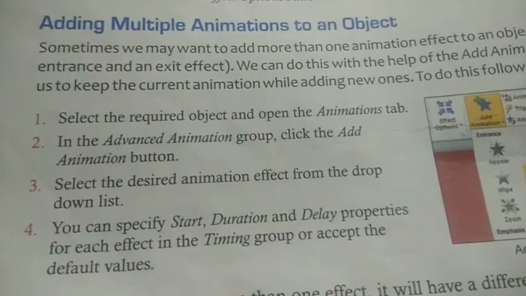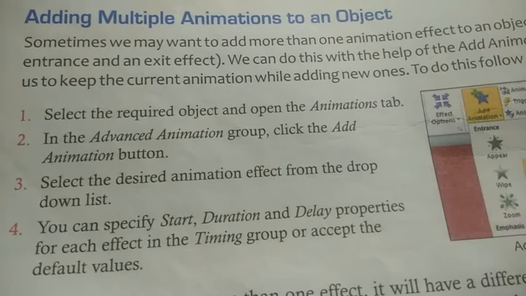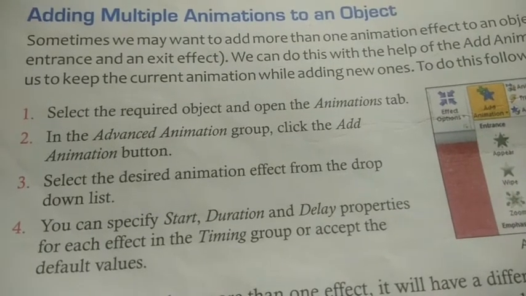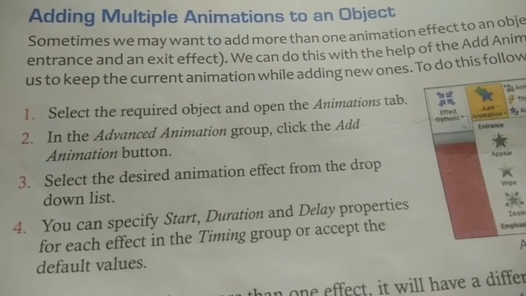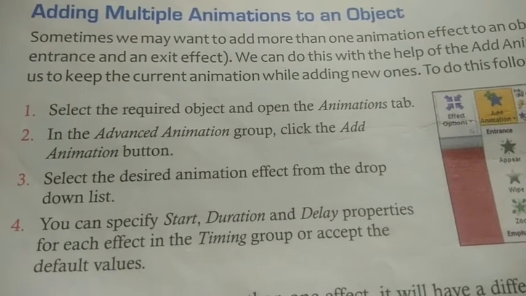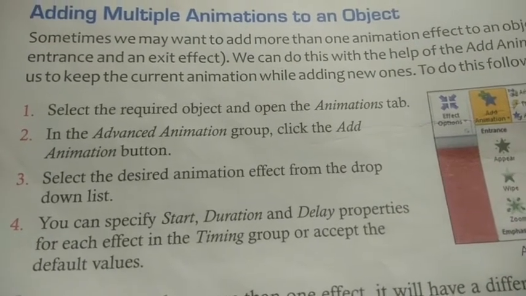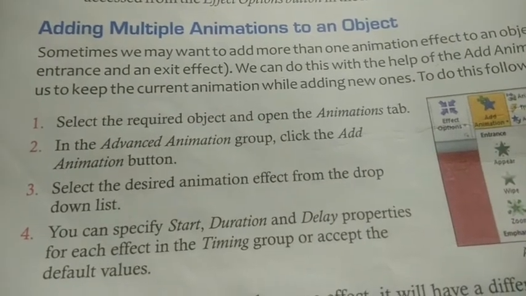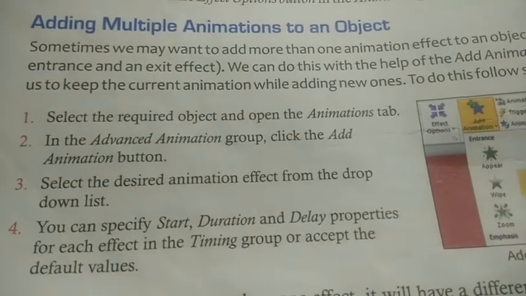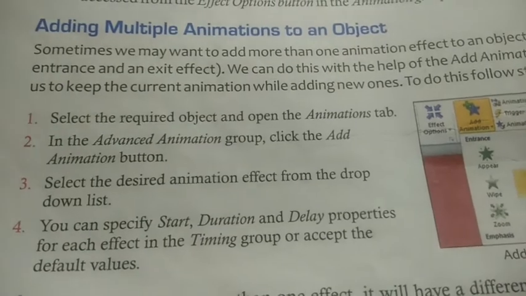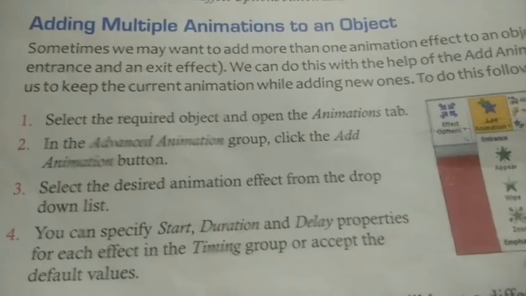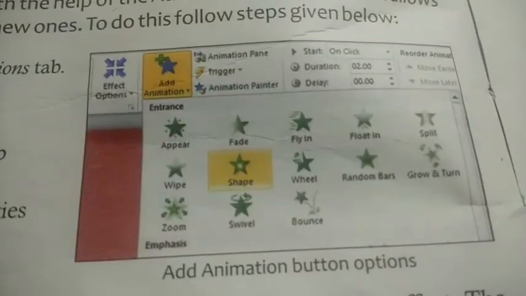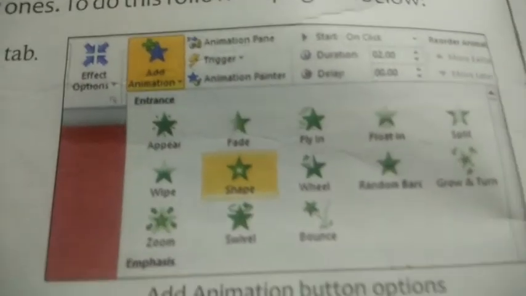The first step is to select the required object and open the animation tab. Then, in the advanced animation group, click the add animation button. Third, select the desired animation effect from the drop down list. Fourth, you can specify start, duration and delay properties for each effect in the timing group or accept the default values. So this is your add animation button options.